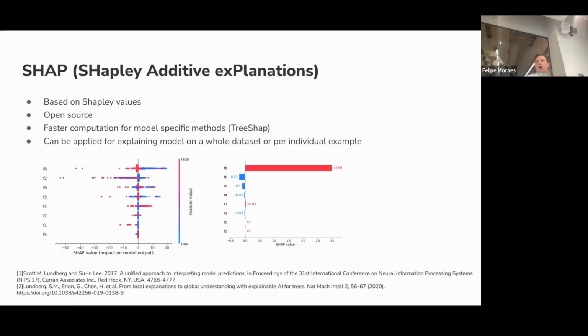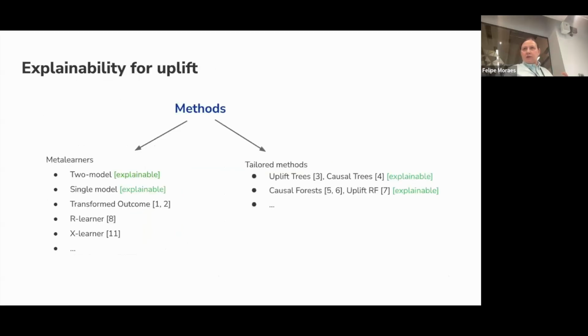And we can move to Uplift, because basically now I was talking about explainability, but it was more in the general case. So it's applicable for any machine learning model. But if we have Uplift models, do we have something specific here?